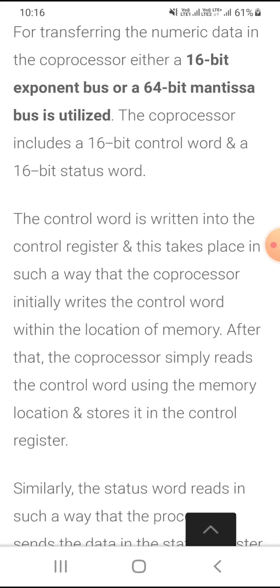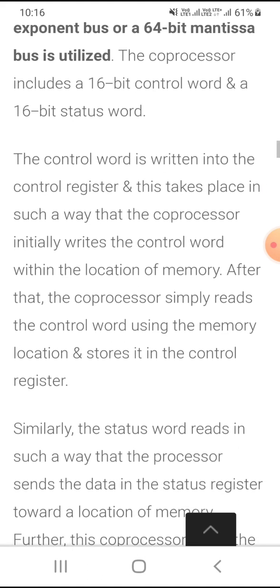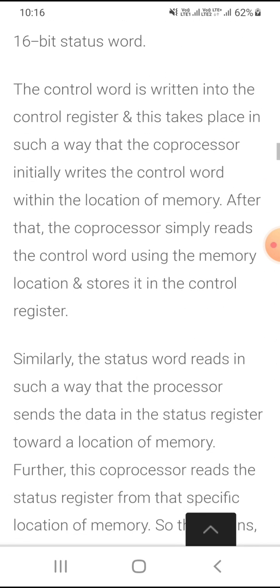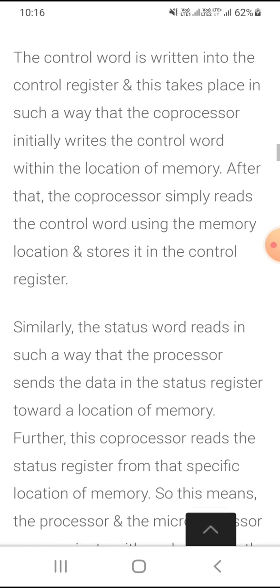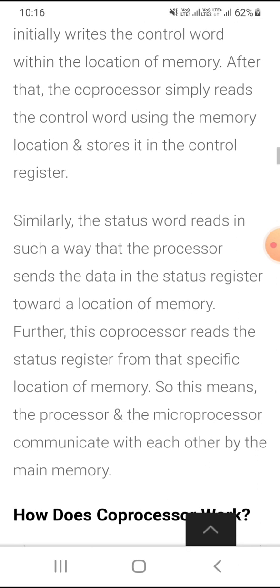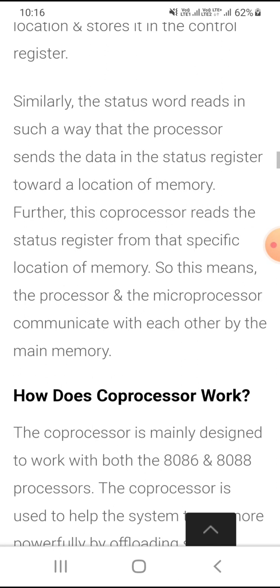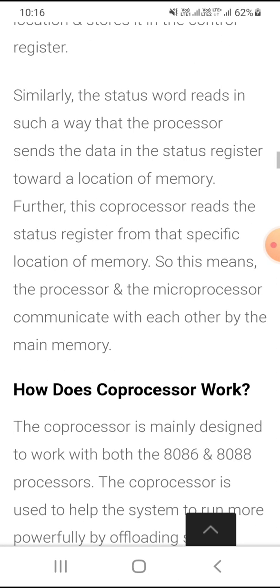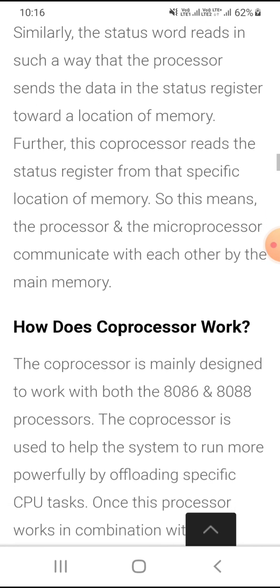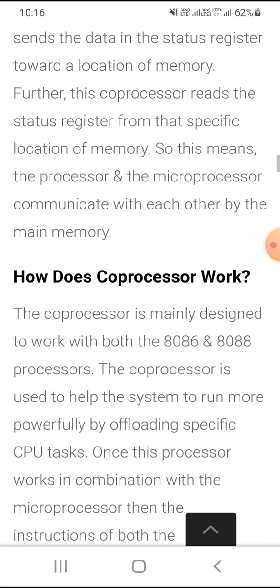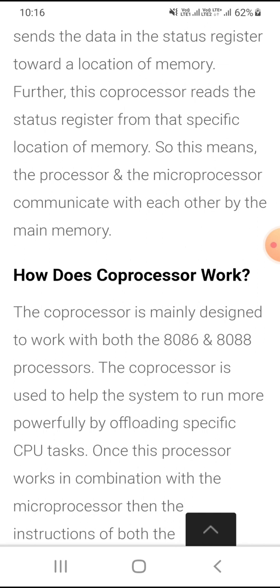The control word is written into the control register, and this works in such a way that the processor initially writes the control word into a location of memory. After that, the coprocessor reads the control word from the memory location and stores it in the control register. The status word is read in such a way that the coprocessor sends the data in the status register to a location of memory. Further, the processor reads the status word from that location of the memory. So this means the processor and coprocessor communicate with each other through the main memory.